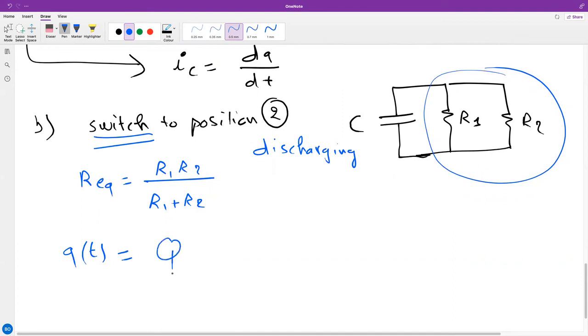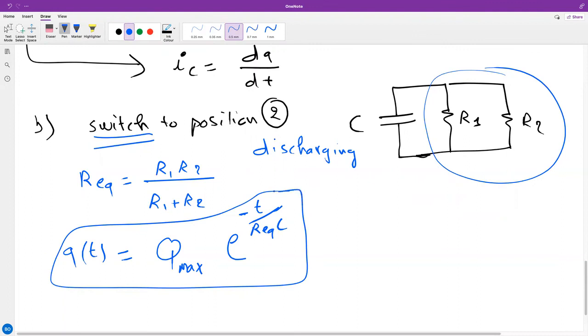The charge is equal to Q max times exponential of minus t over the equivalent resistance times the capacitance of the circuit. The equation of discharge can be easily solved using Kirchhoff's law also. Again, we can calculate the current during the discharge, which is the derivative, the rate of change of the charge.